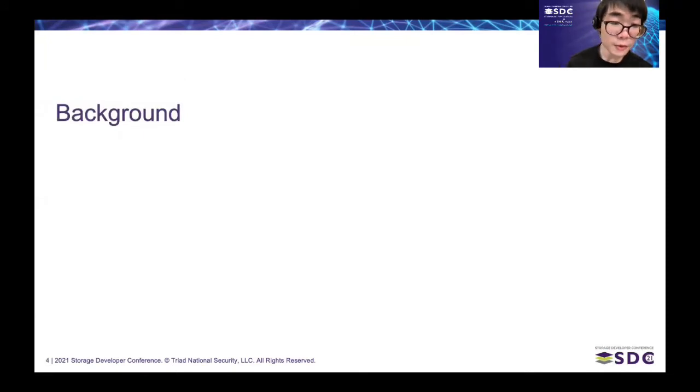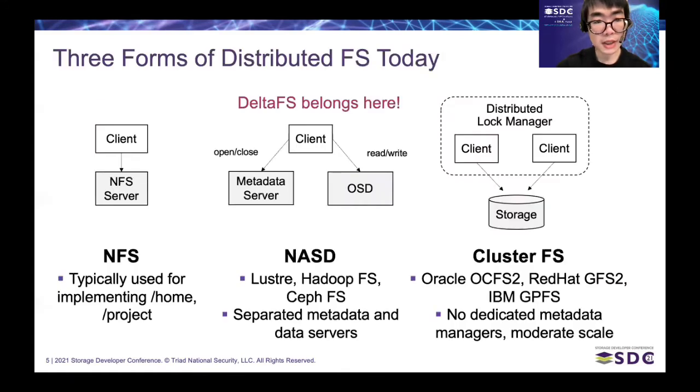So first, just a small number of slides to set up the context. Today, there are basically three forms of distributed file systems. First, we have NFS, which is typically used for implementing home or project directories. In NFS, all clients talk to a single server, and that server tends to be a performance bottleneck. Then we have NASD. NASD is trying to replace that single NFS server with multiple servers.